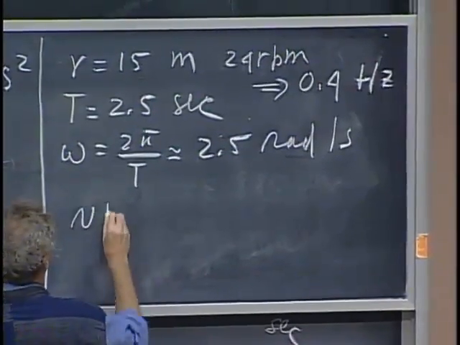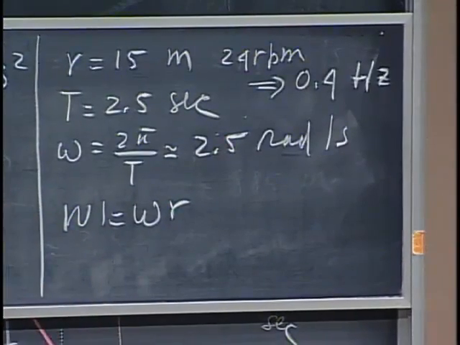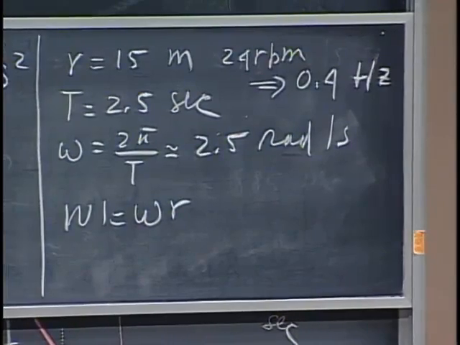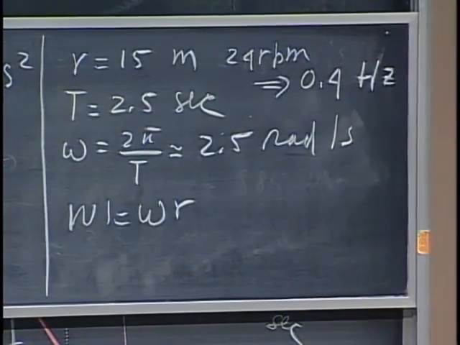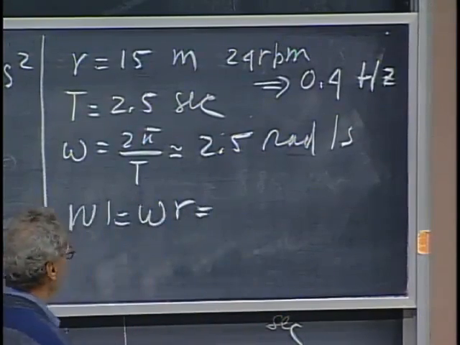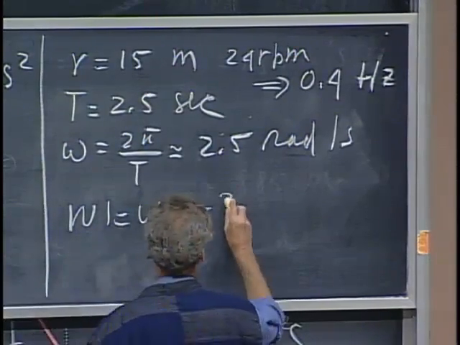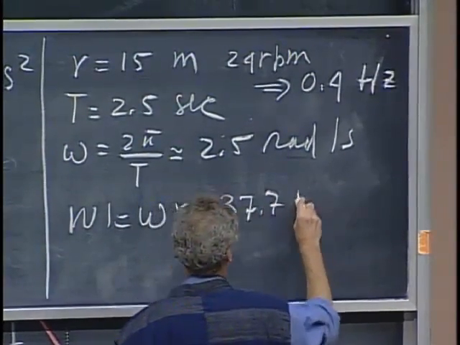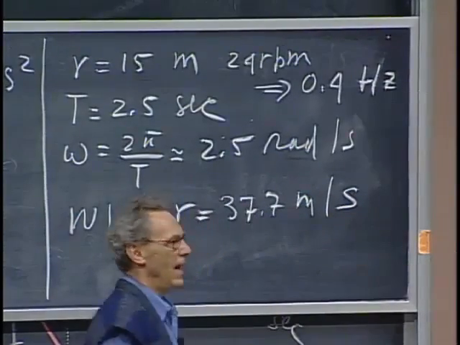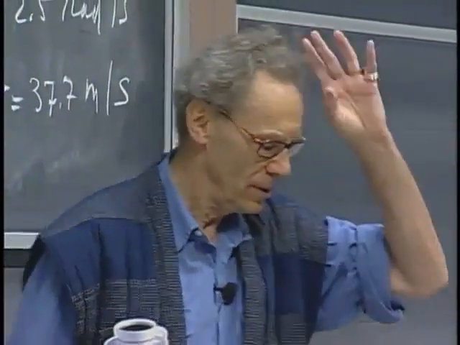And the speed, the linear speed, tangential speed, if you want to call it, is omega r. That comes out to be about 37.7 meters per second. And that translates into about 85 miles per hour, so it's a sizable speed.